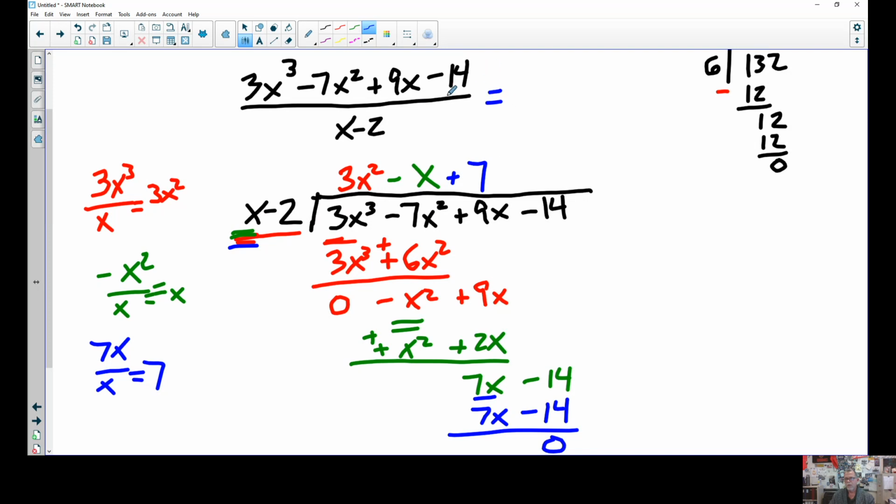So the solution to this up here would be 3x squared minus x plus 7. And it goes in evenly. So x minus 2 is a factor of this, in other words. So if I took x minus 2 and multiplied it by this, I'd get back this top, is what it comes down to. All right, this is long division.